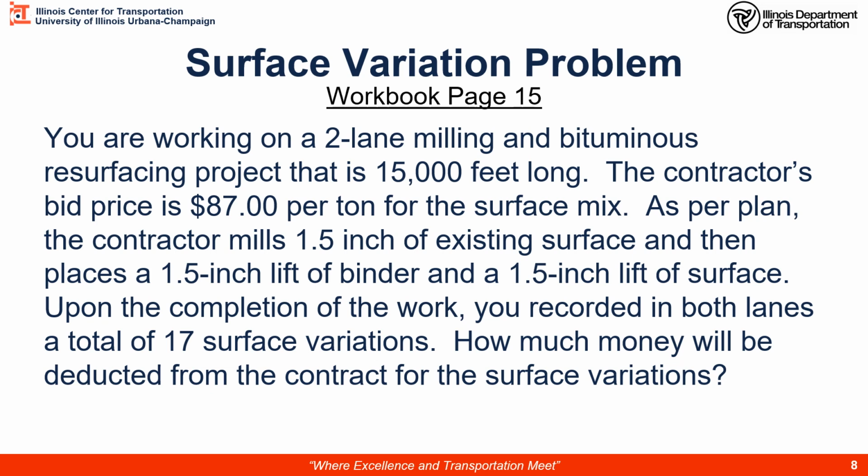And in the plan, we're going to mill 1.5 inches, and he placed a 1.5 inch binder and a 1.5 inch surface, which is 3 inches. But the controlling factor here is that it's been milled. So it's a reprofiling job. So that ties into 2 tons of mix. Upon the completion of work, you got 17 surface variations. So then the question is, how much money will be deducted from the contract for these surface variations?